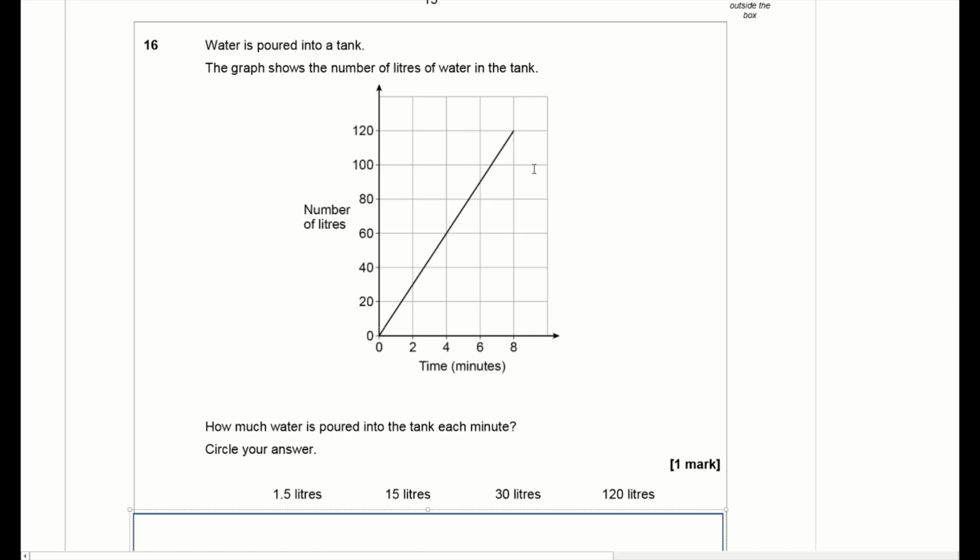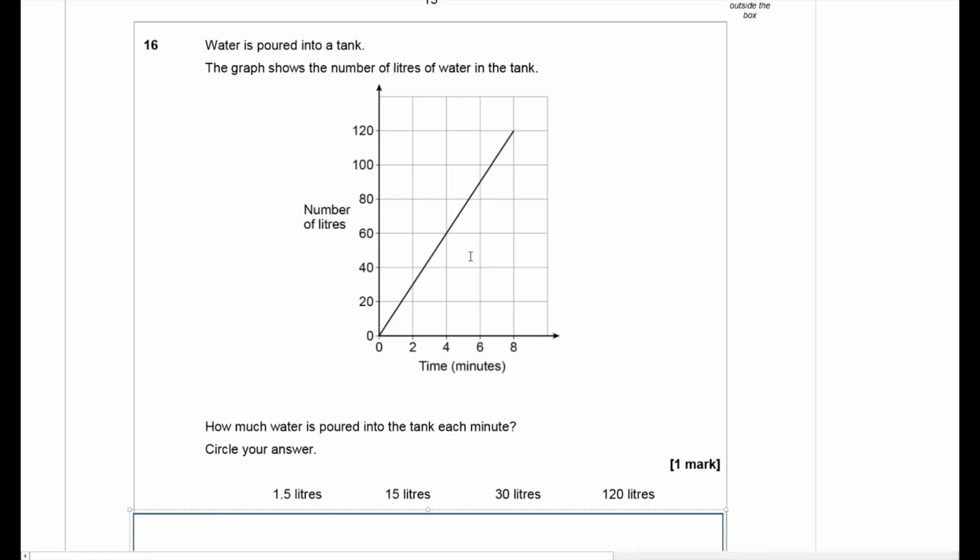What really matters here is that we can find an integer intersection on the graph. Now, there's 2 such locations that we could use. We could look at 4 and 60 or 8 and 120. Either of them are going to generate the same answer. Now, by saying how much water is poured into the tank each minute, that's really the same as saying what's the gradient of this graph.